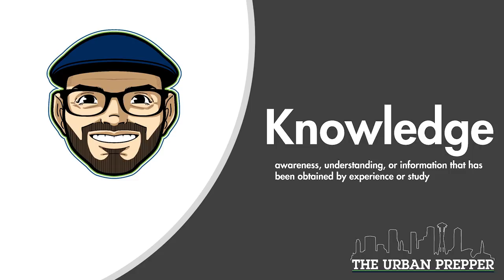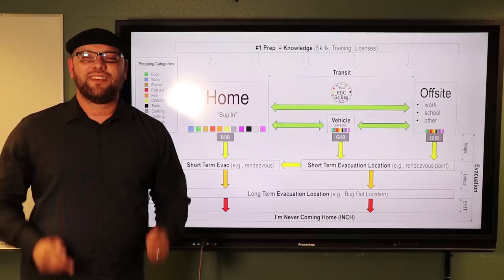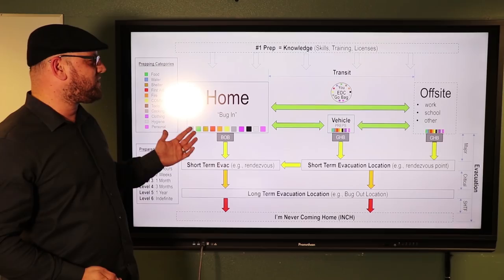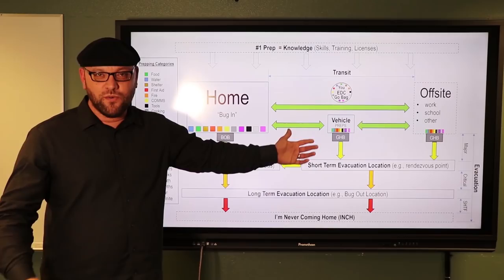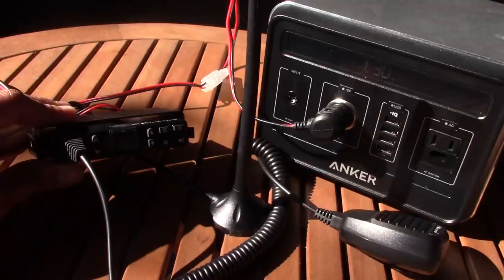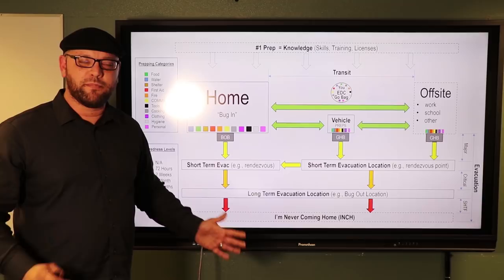It does you no good to have all of these things without the knowledge on how to use them. For example, it doesn't do you much good to have a whole bunch of first aid supplies and not know how to use them. It doesn't do you much good to have a fire starter as part of your fire category, which is orange, if you don't know how to use the fire, or having comm supplies without knowing how to use the radios. So again, knowledge is the most important thing, and it applies to all of the various aspects of emergency preparedness that we've talked about.